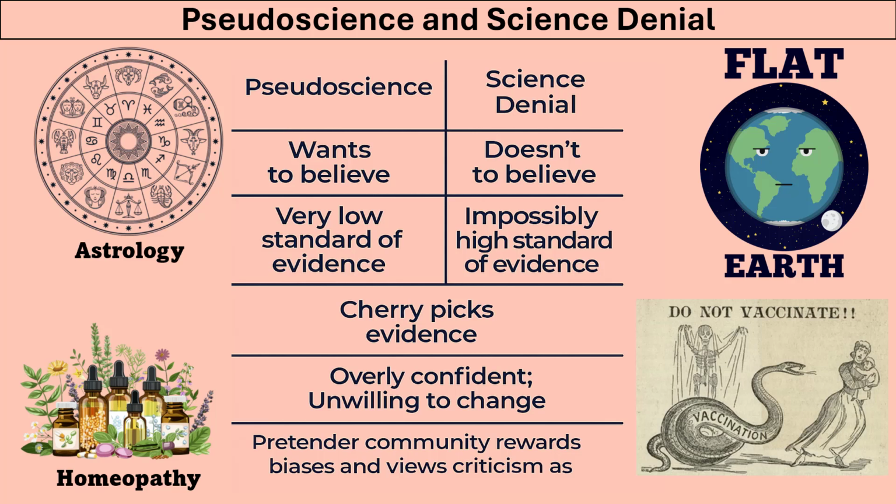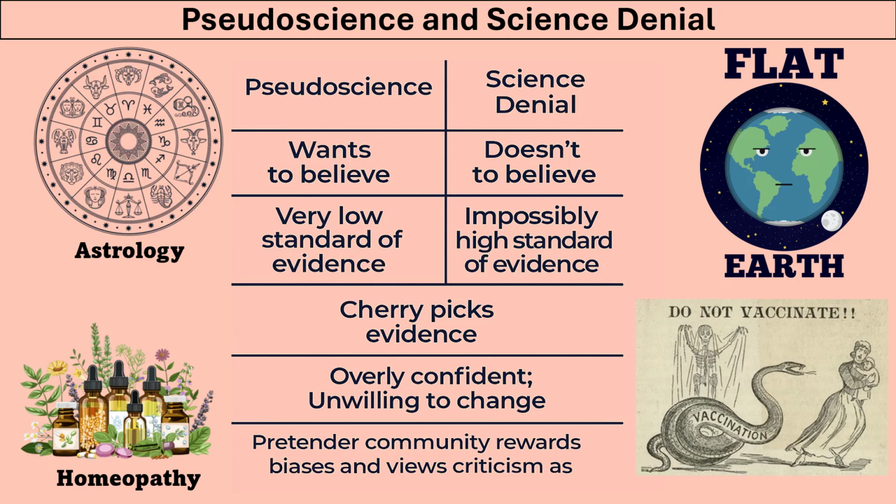Science isn't the only way people try to understand the world. Sometimes we come across ideas that look like science but actually aren't, and they fall in the category of pseudoscience or science denial. Pseudoscience is when people want to believe in something even though they have very little or no real evidence. Things like astrology or homeopathy fall under this category. They often have a very low standard of evidence. People accept the ideas without any strong proofs.